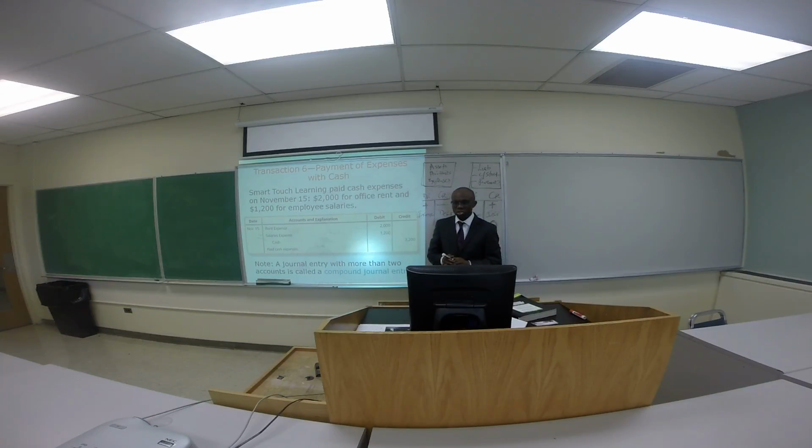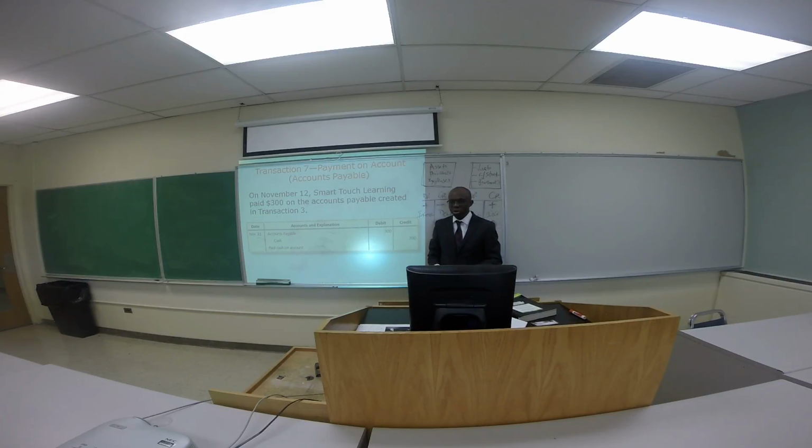Let's take a look at transaction 6, payment of expenses with cash. Of course, as you know, we have to spend money to make money. So expenses are the cost of operating a company. So here we pay $3,200 in cash. What happens to cash? Cash goes down. A decrease in cash, cash is an asset. What do we do? We credit. So we credit cash for $3,200. Here we have additional expenses. So an expense goes up, we debit. So the two expense accounts are debited.